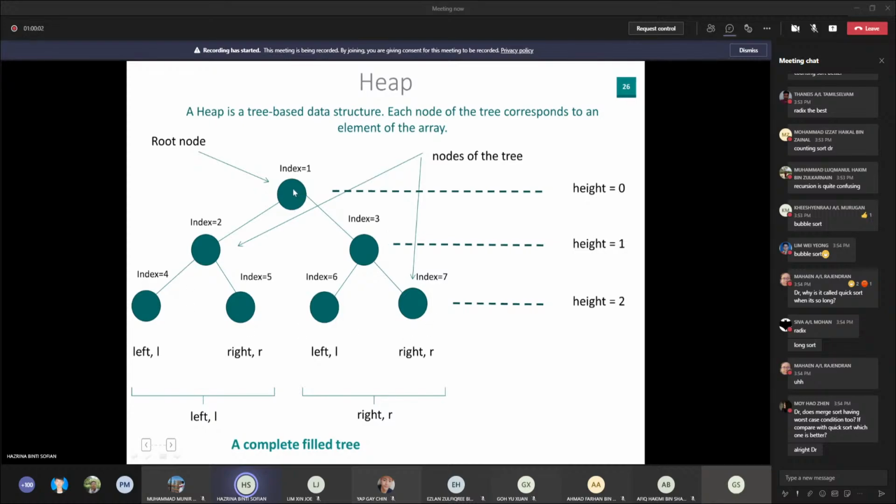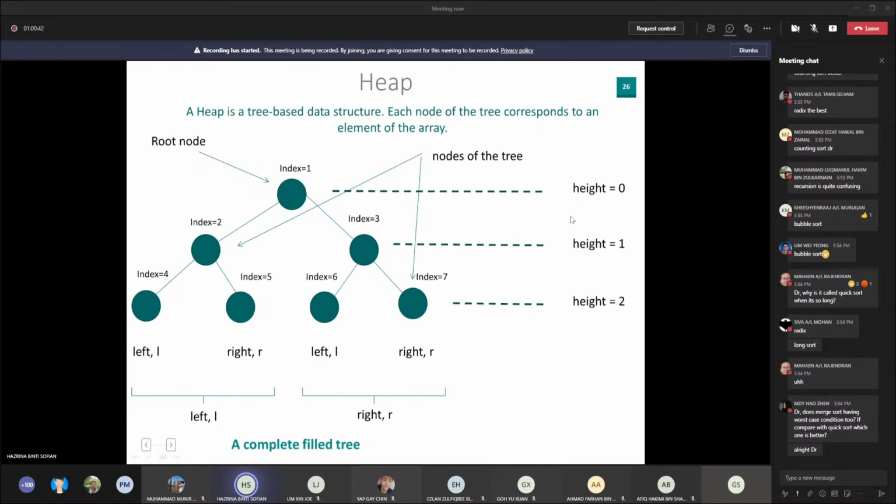So for this example root node, we have the left and the right. For index 2, the left is index 4, the right is index 5. Usually later in the algorithm, L means left and R means right. This is called the index. And one more important thing about heap is the height.